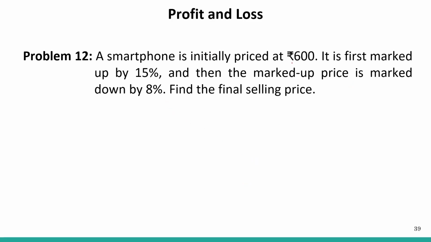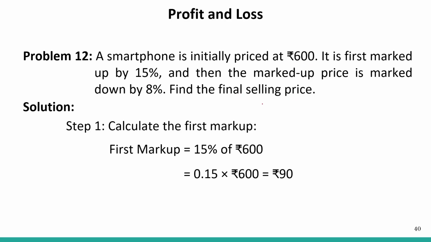So a smartphone is initially priced at 600 rupees. Okay, it is first marked up by 15% and then marked up price is marked down by 8%. Then find the final selling price. Okay, so calculating the first markup. So first markup is equal to what? 15% of 600. So it will be what? Because 15% decimal form is 0.15. So 0.15 into 600 is equal to 90 rupees.